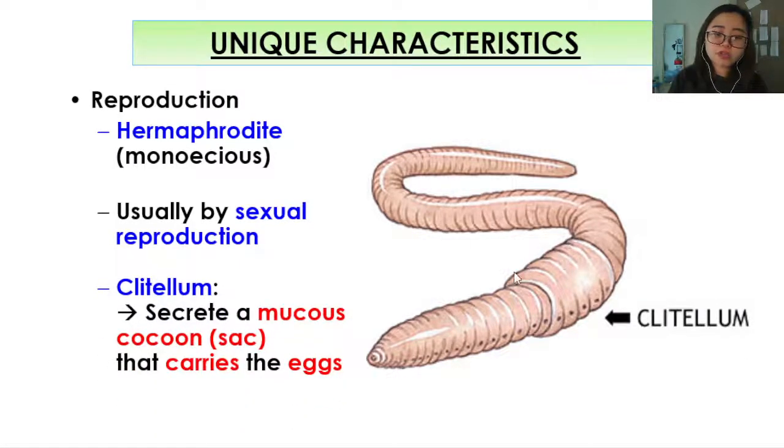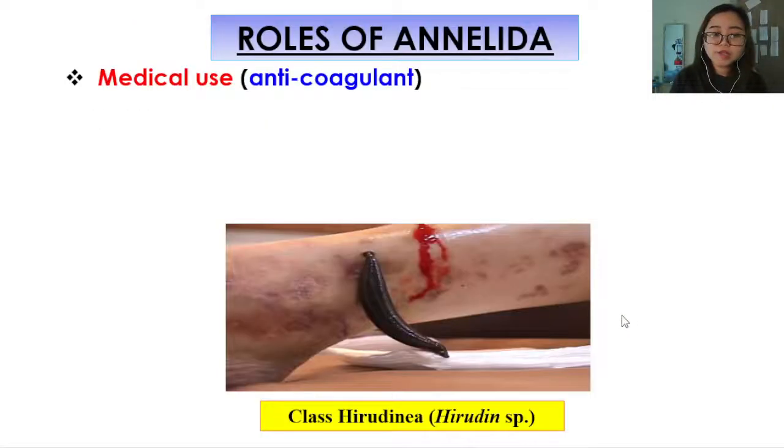They also have this thing on them called a clitellum. The clitellum is most obvious in earthworms, but are also present in other annelids. The clitellum will secrete a mucus cocoon or sac that will carry the eggs after fertilization. So after they do it, if it's successful, it will produce eggs, and this clitellum here will produce the mucus to carry the egg. Okay.